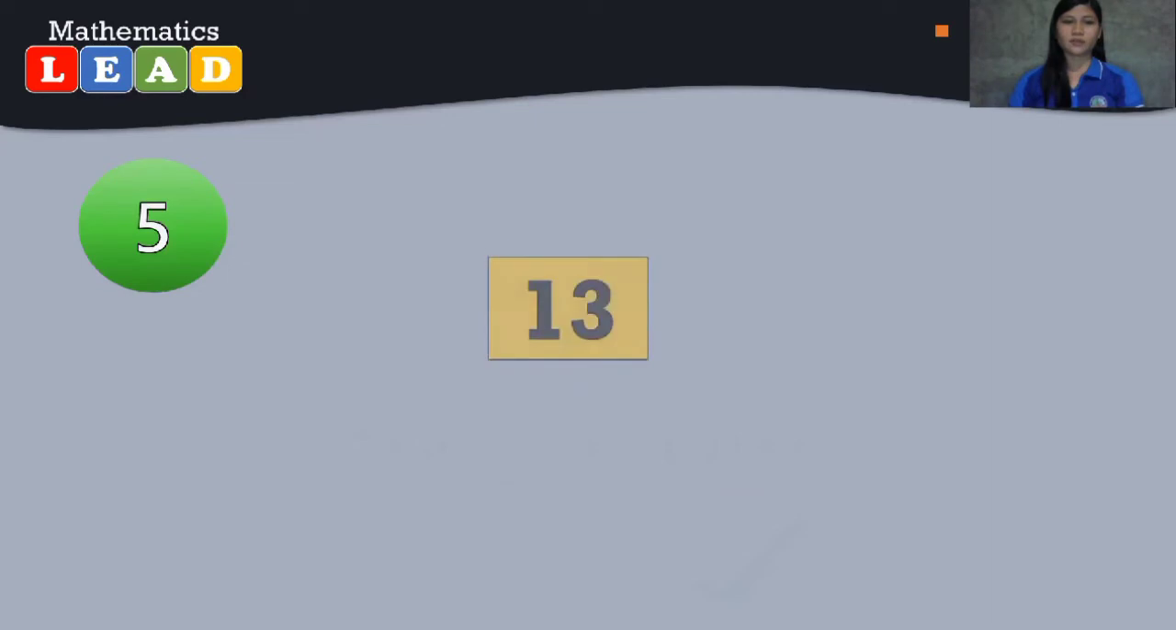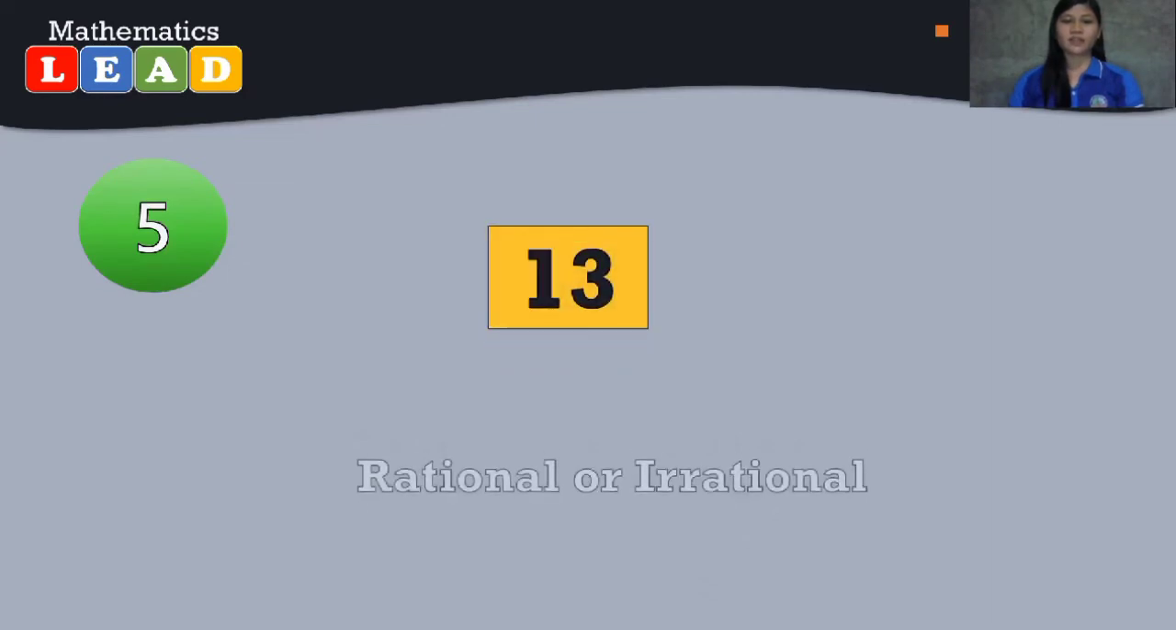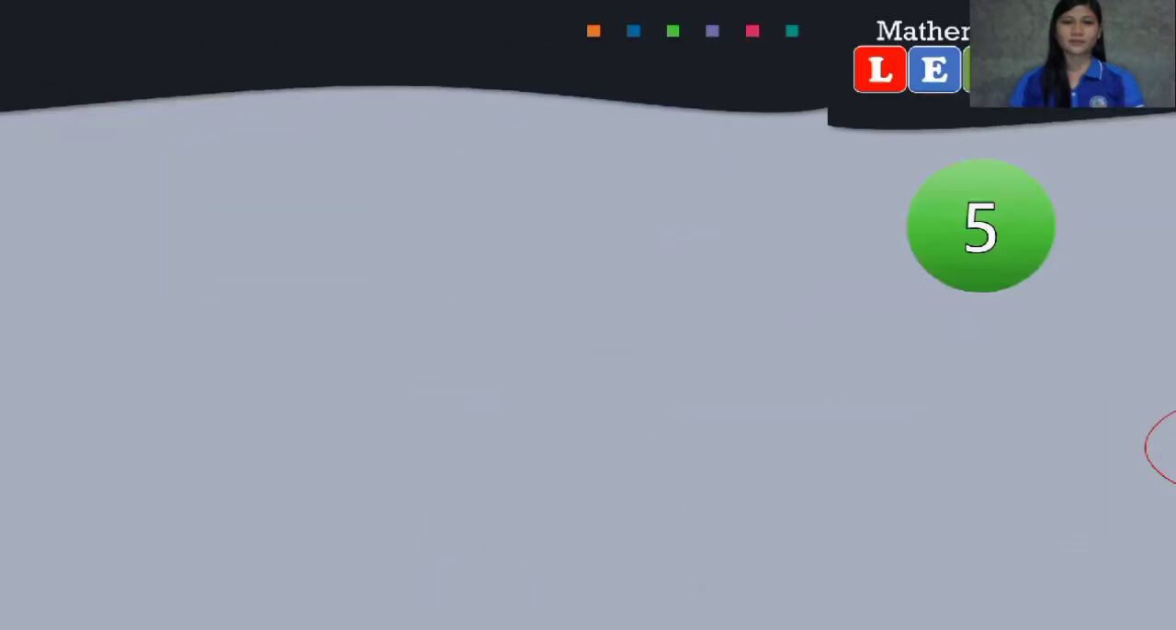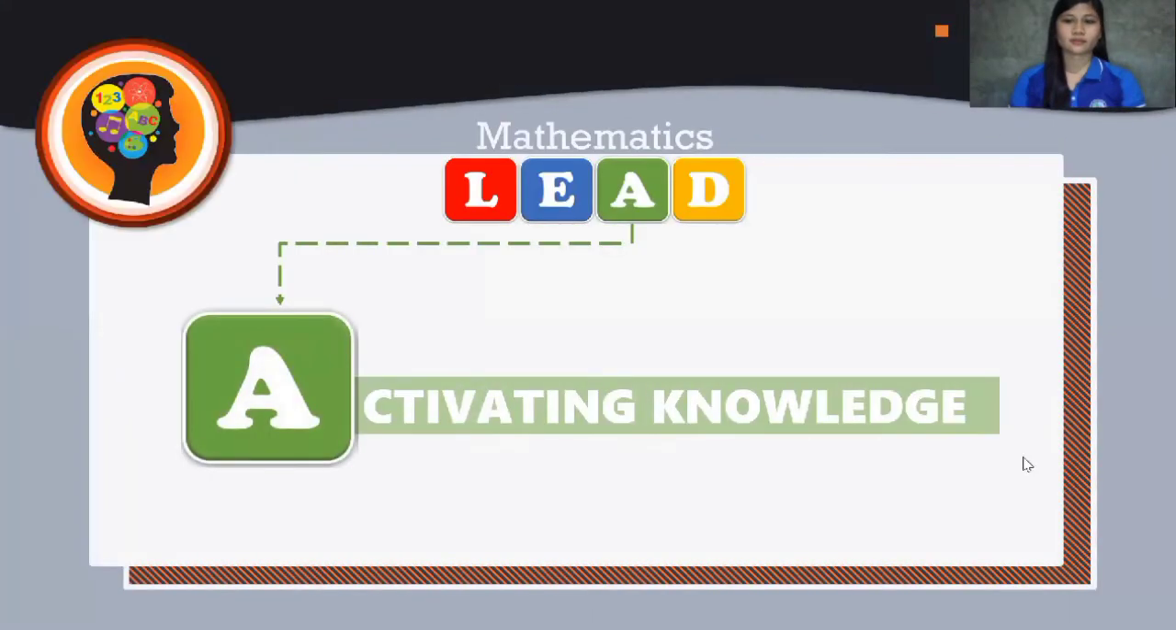Last number, number 5, the principal root of 13. Is it rational or irrational? Correct, it is a rational number. So let's proceed to the activating knowledge.